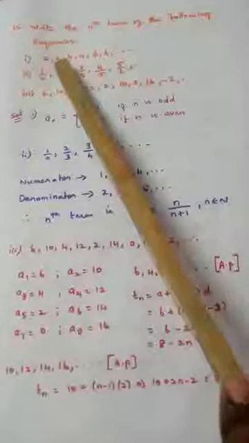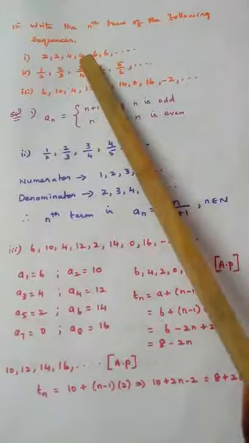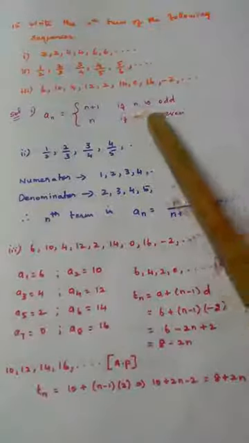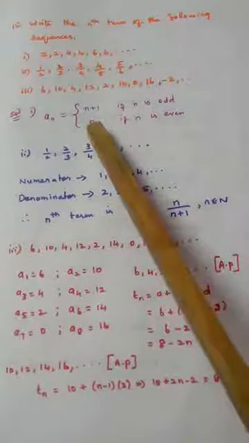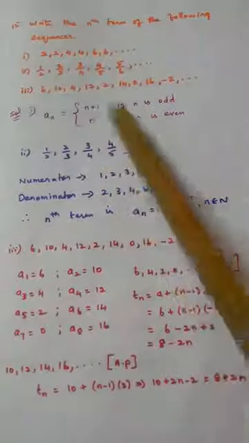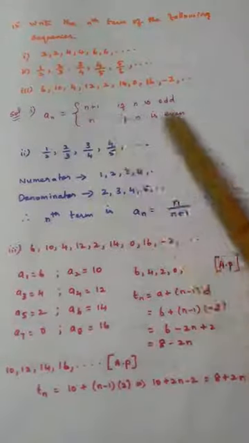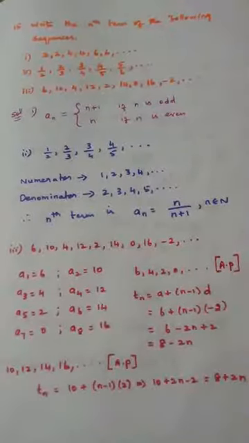Second term is 2. Fourth term is 4. Sixth term is 6. So what do I have to write? If n is even, the same will come. Second term means 2, fourth term means 4, sixth term means 6. So n, if n is even. I hope you understand that. Go for the second subdivision.